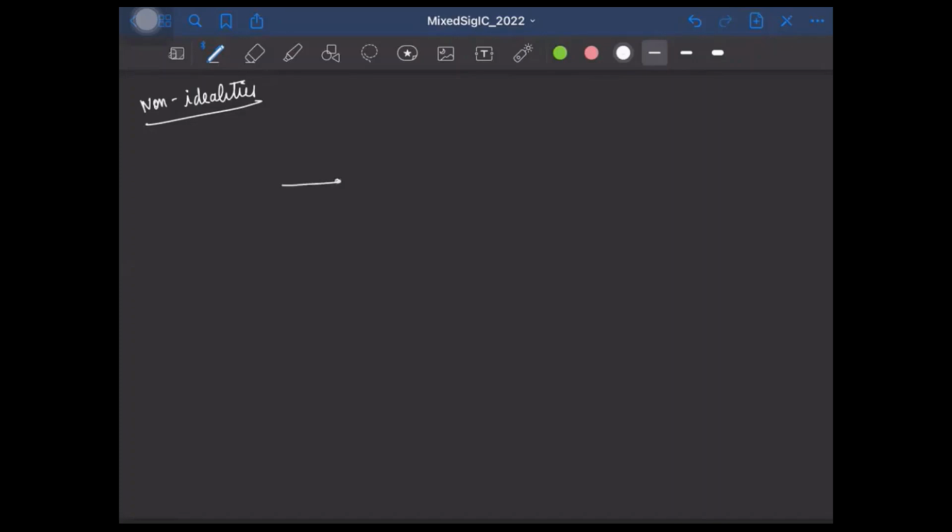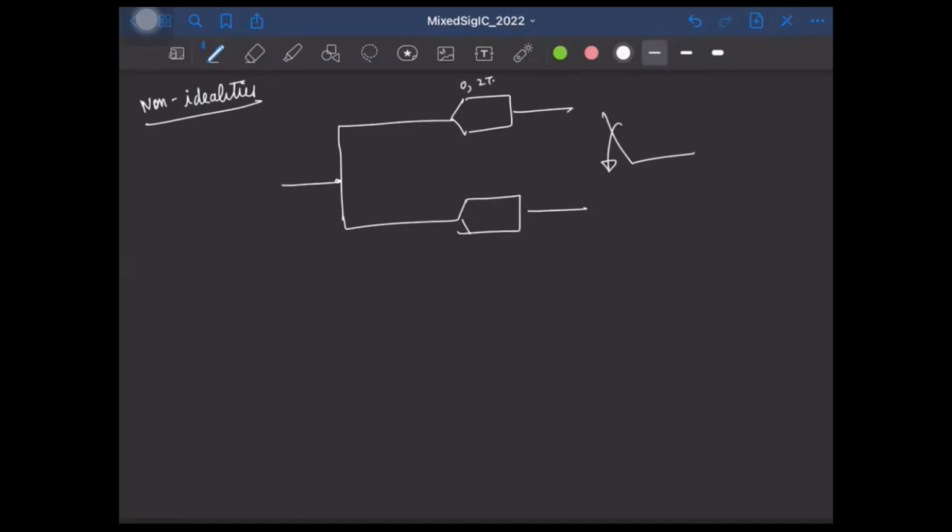So I have the input that is getting fed to these two ADCs, and the output is multiplexed, right? And of course, this is sampling at 0, 2TS, 4TS, and so on. This is sampling at TS, 3TS, 5TS, and so on. So this is doing the job at even time instances, and this is doing the job at odd time instances.